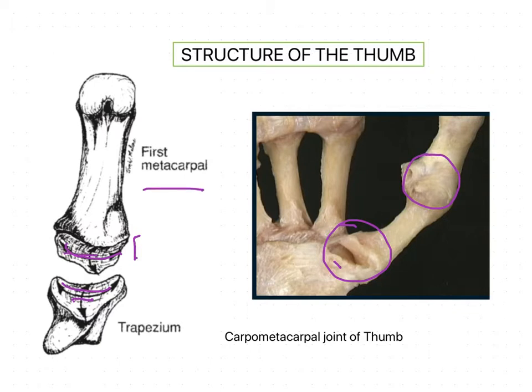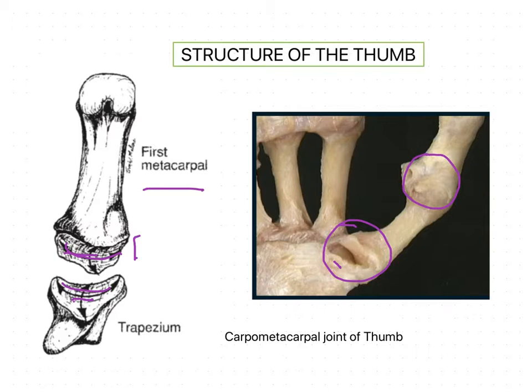The concavo-convex nature of the articular surface permits a wide range of movements, and it has 2 degrees of freedom, that is flexion, extension, abduction and adduction. The net effect of all these movements at this joint is a circumduction motion, commonly termed opposition and reposition. So this is about the first carpometacarpal joint.